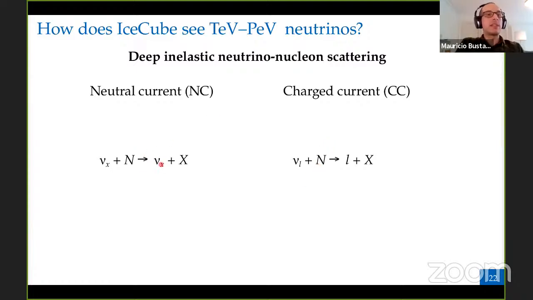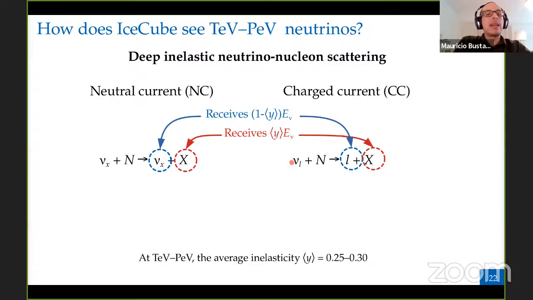So in the first case, the final state is a neutrino of the same flavor as the incoming one. In the second case, it's a charged lepton with the same flavor as the incoming neutrino. And as I said, IceCube is a detector of light. So it will be sensitive to the light made by any final state particle that showers and creates Cherenkov radiation. To understand this better, you need to know that in each interaction, the final state lepton, either the neutrino or the charged lepton, receives some fraction of the total energy, and the rest of the energy of the original neutrino goes into the final state hadrons. Out of this distribution of energies, y, which you might have seen before, is called the inelasticity. It's just a random number with a distribution.